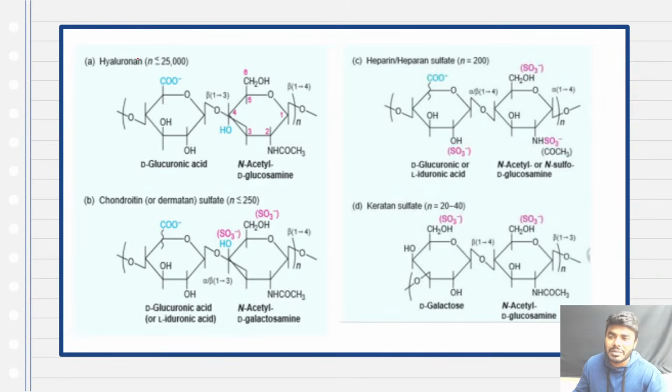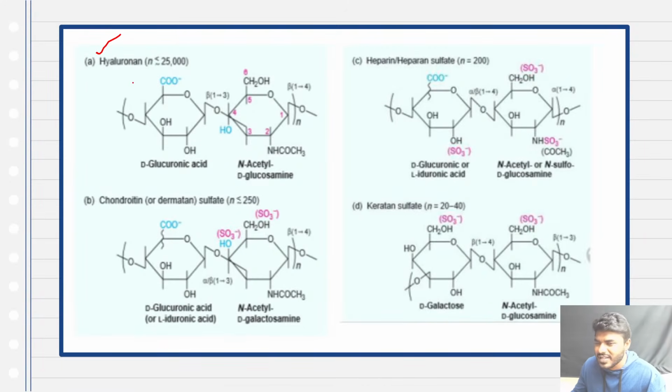What you have to remember compulsorily for the exam is what those particular sugars are actually made up of. That is the only point I want you to remember. What those sugars are actually made up of. That is what I want you people to know very well.